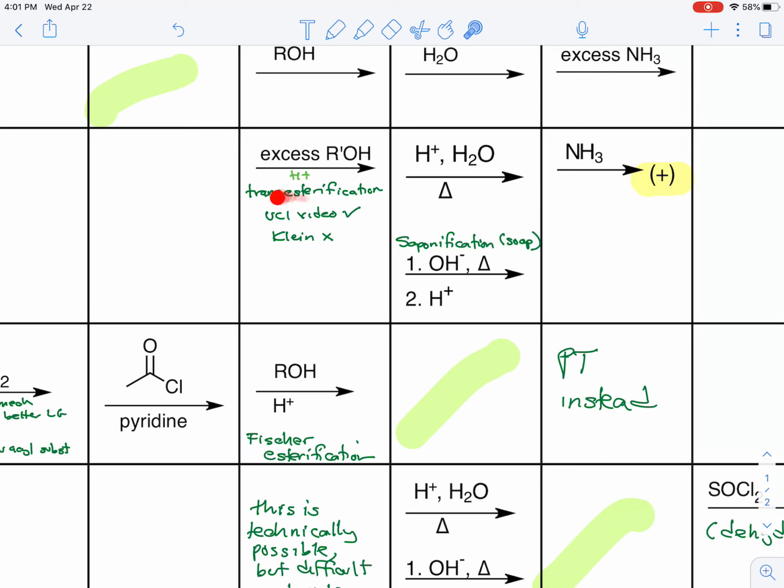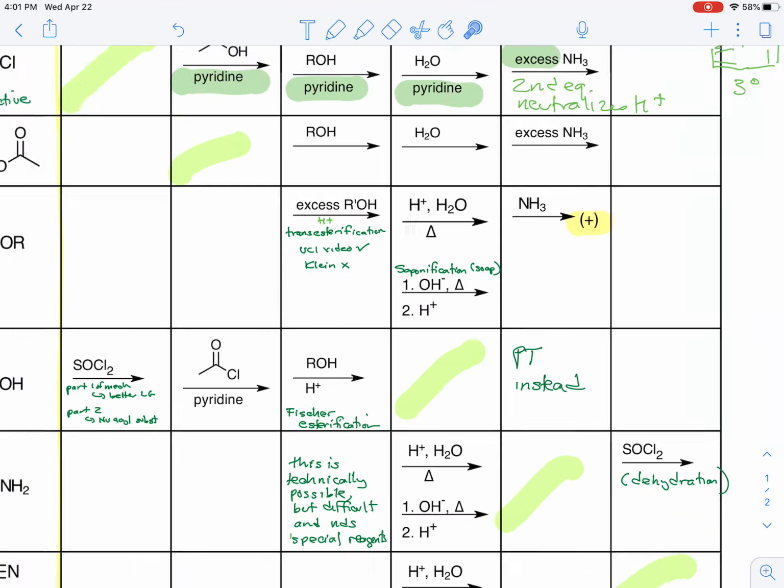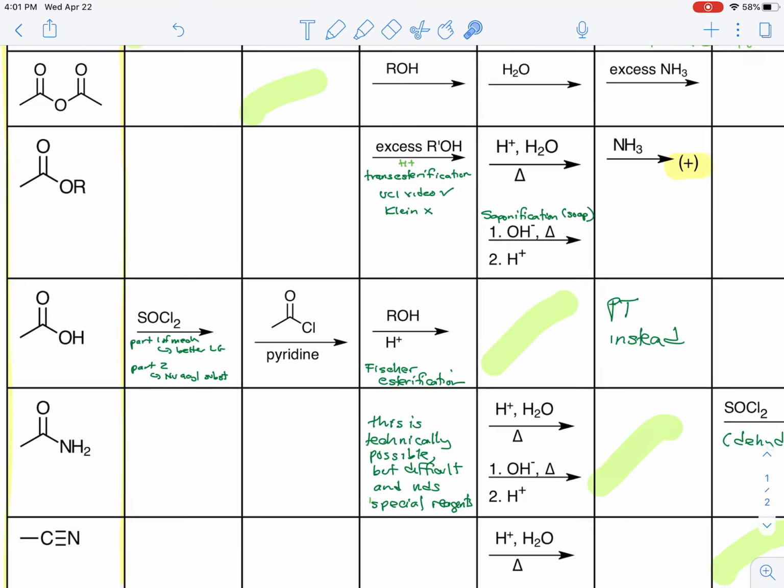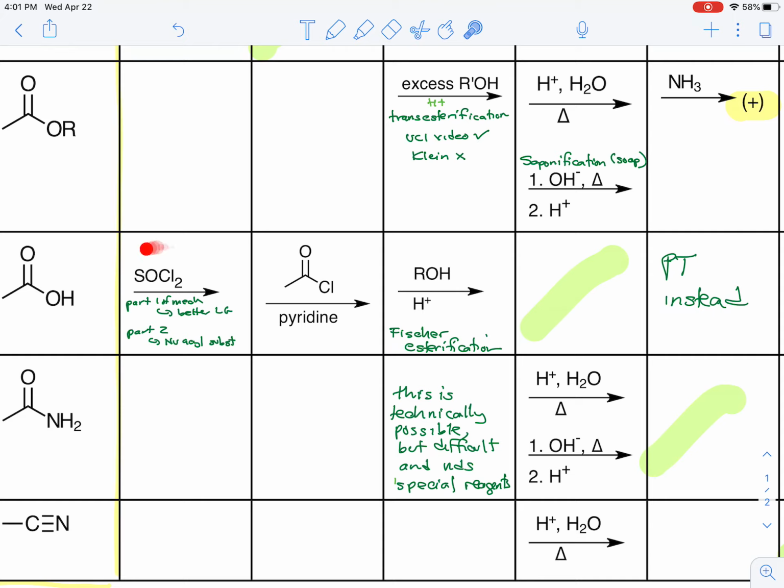The transesterification, which they mentioned in the UCI video, but I don't believe is in the Klein book, would be a way of converting one ester into another ester. And that's a real thing, and I think it also appears in some biochemical pathways. So there's esters. Okay. So carboxylic acids we can turn into anything.